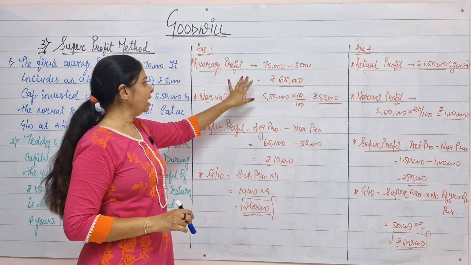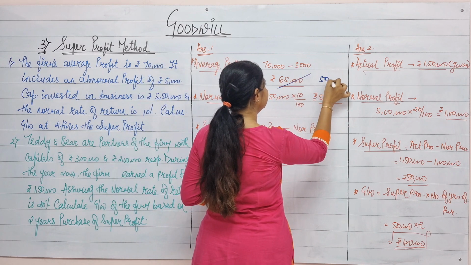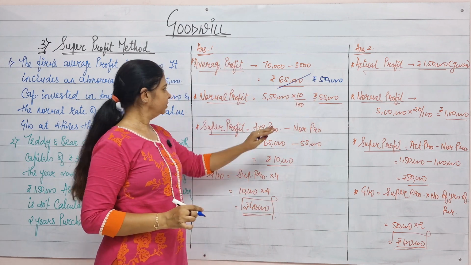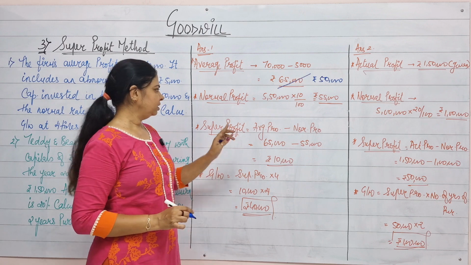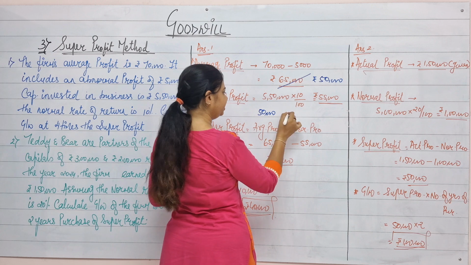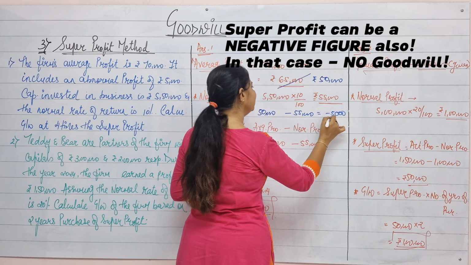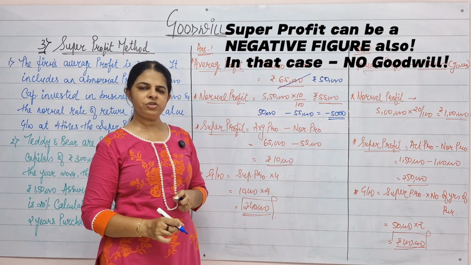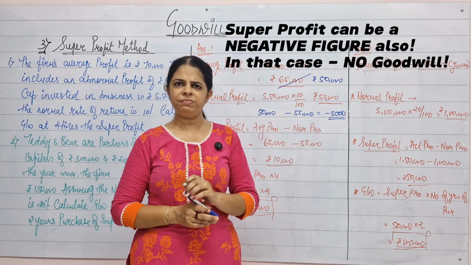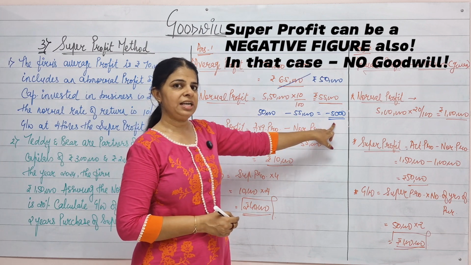Suppose your average profit, instead of 65, turns out to be 50,000 rupees. Here your actual profit is 50,000 and normal profit remains 55,000 only. So when we put the amounts in the super profit formula, average profit 50 minus normal profit 55, your super profit will be a negative figure. So that is very much possible. Don't get confused that a negative super profit means I have made some mistake. No, you don't have any mistake. It is possible for super profit to come out negative.